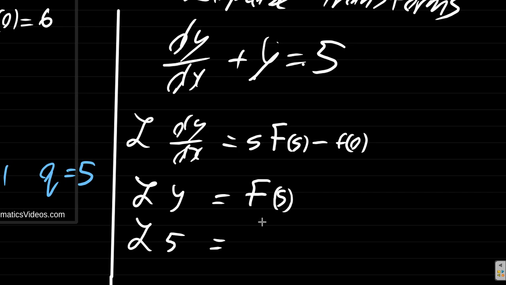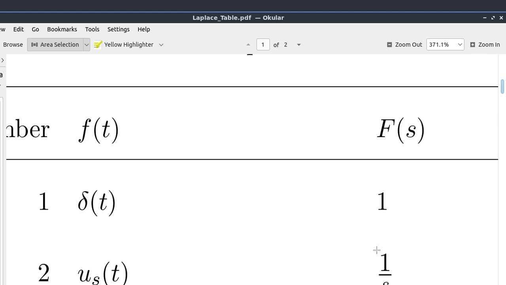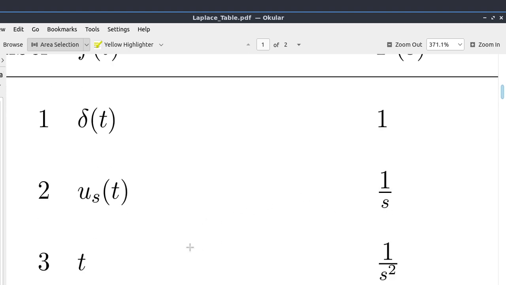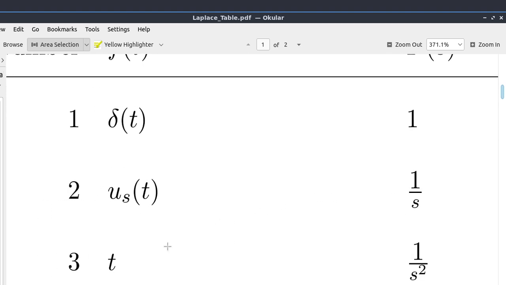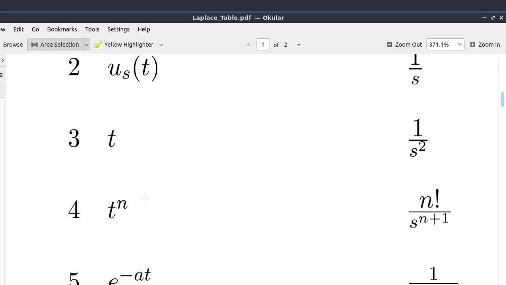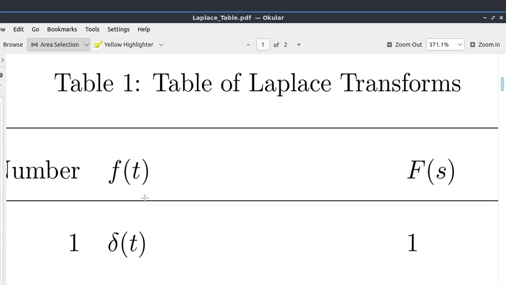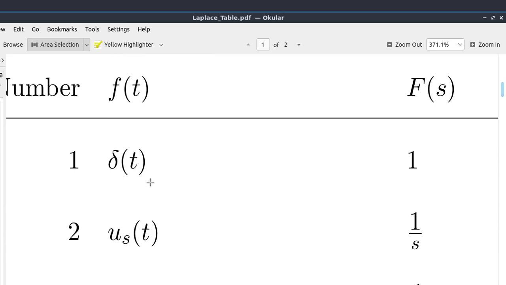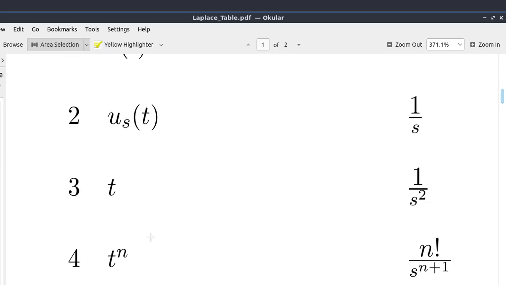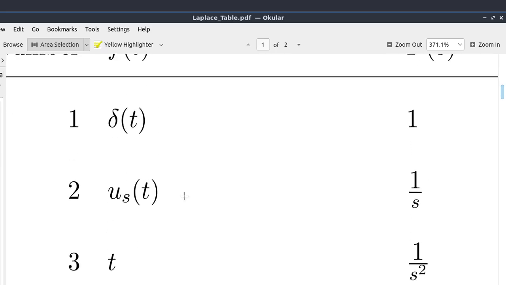The Laplace transform of 5, that's a constant. So let's see. The Laplace transform of a constant here. They have u of t here. Right? u of t they have here. Now, it shows it in a kind of complicated way.